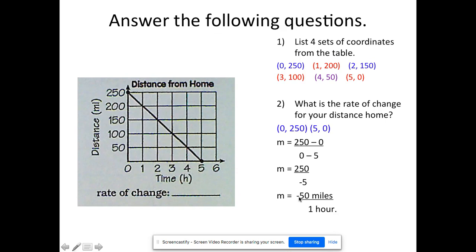What that says is we are negative 50 miles of our trip every 1 hour, meaning we are 50 miles closer to home every hour that we travel. Okay, and that shows in this negative slope. So when you have a negative slope, you have to have a negative in your rate of change over here.